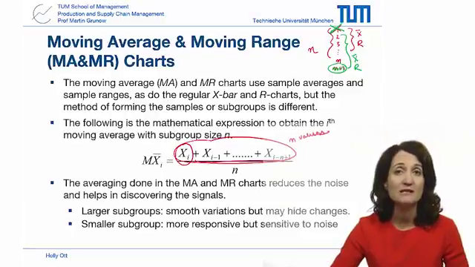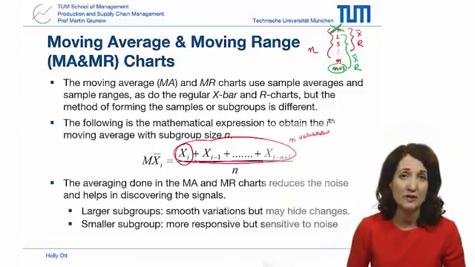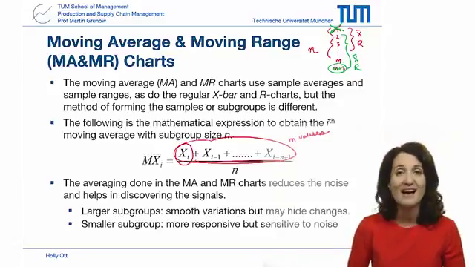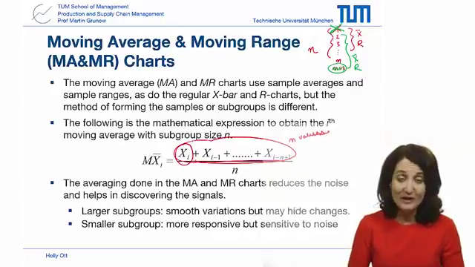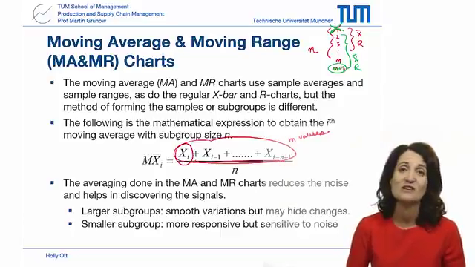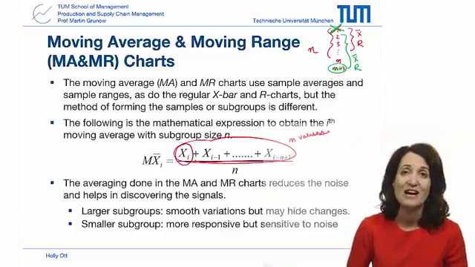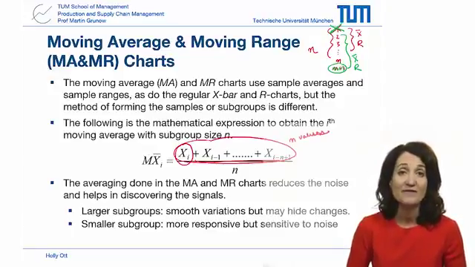Larger subgroup sizes, and so you have to decide on what n you want, tend to smooth out the variations in the individual observations and bring out the signals better. But they may hide changes that occur during the time that the sample is being taken, because if you're taking more, you're averaging them all together. Smaller subgroups, though, may be more responsive, but they'll be more sensitive to noise that may cause excessive fluctuations in the moving averages and ranges. So again, subgroup sizes of 4 and 5 seem to provide a pretty good trade-off in practice.